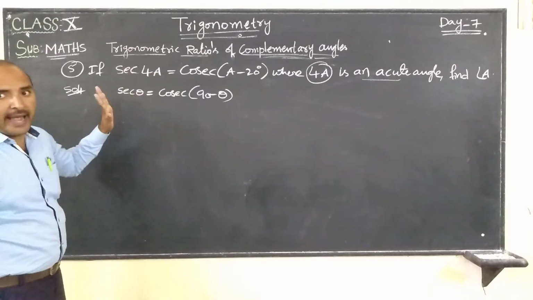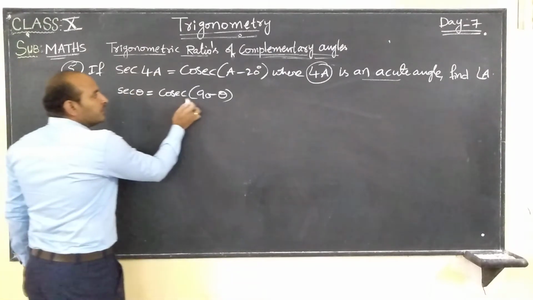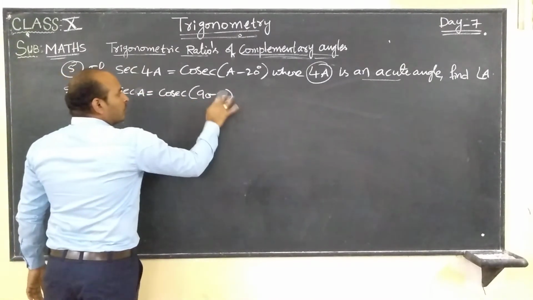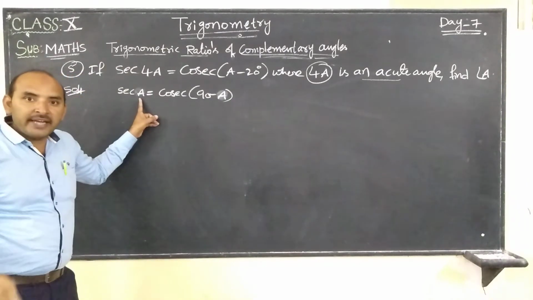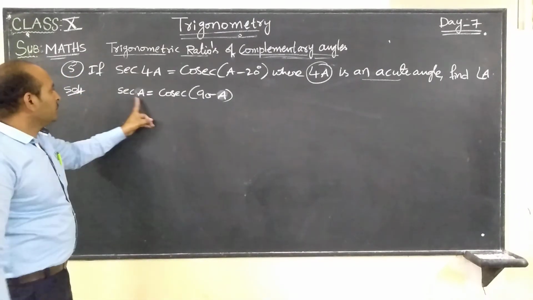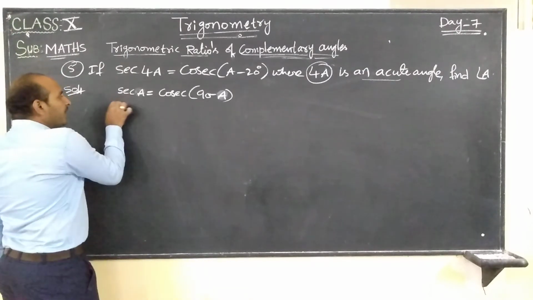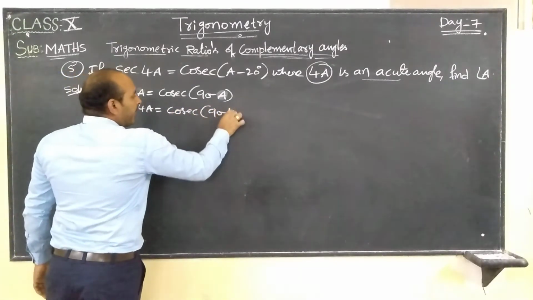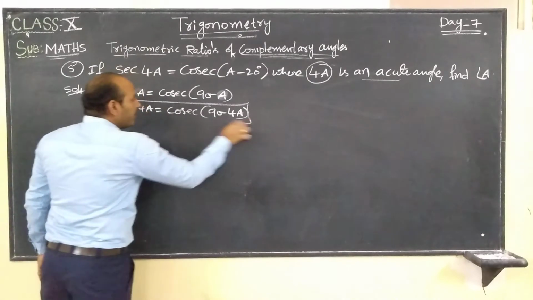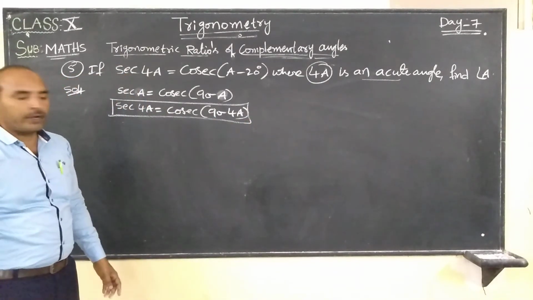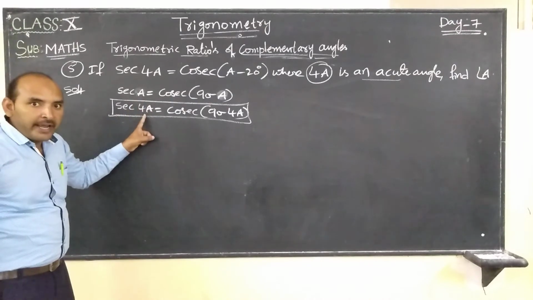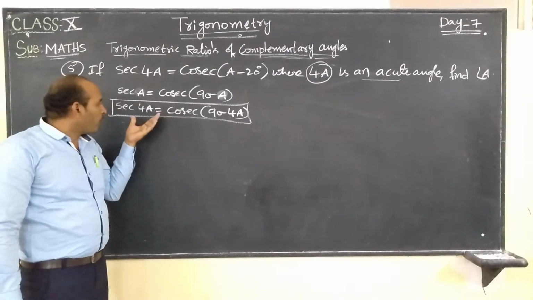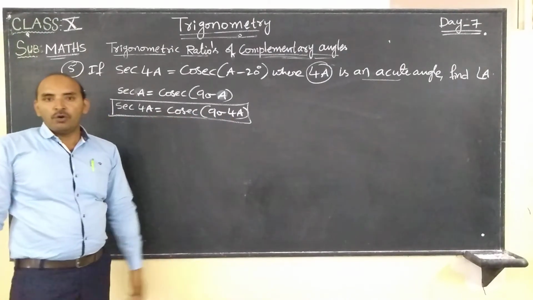Here theta is nothing but A. So secant theta is equal to cosecant of 90 minus A, or simply you can write secant A is equal to cosecant of 90 minus A. So clearly secant 4A you can write as cosecant of 90 minus 4A. Remember, instead of A, I am taking 4A. There is no change. As it is, you should write 4A instead of A. Secant 4A is equal to cosecant of 90 minus 4A.